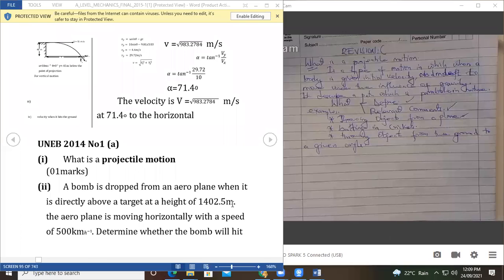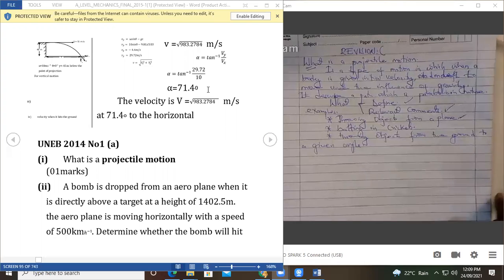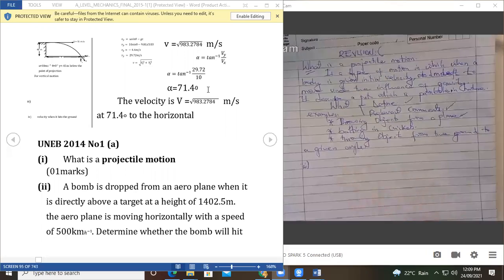Now, when you look at Roman 2, they're saying a bomb is dropped from an aeroplane, which is directly above a target at a height of 1,402.5 meters. The aeroplane is moving horizontally at a speed of 500 kilometers per hour. Determine whether the bomb will hit the target. Members, are you with me? Members, are you listening to me? Yes, teacher. Good. Now, I'm looking at question Roman 2. Let's answer that question.